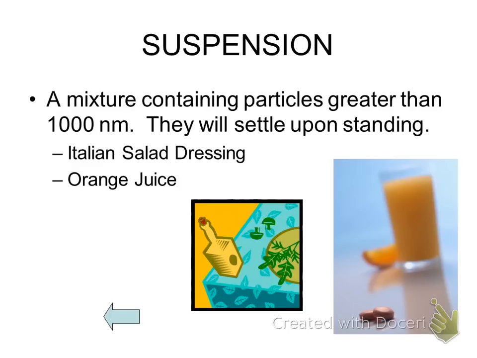There's a couple examples here of heterogeneous matter. One of them is the Italian salad dressing. If you shake up some Italian salad dressing, you have all the spices and the oil and the water and the vinegar all mixed together. And when you let it sit, the particles settle to the bottom. Same thing with orange juice, but that's got to be the pulpy orange juice. If the orange juice has no pulp, then it's going to be more of a solution.